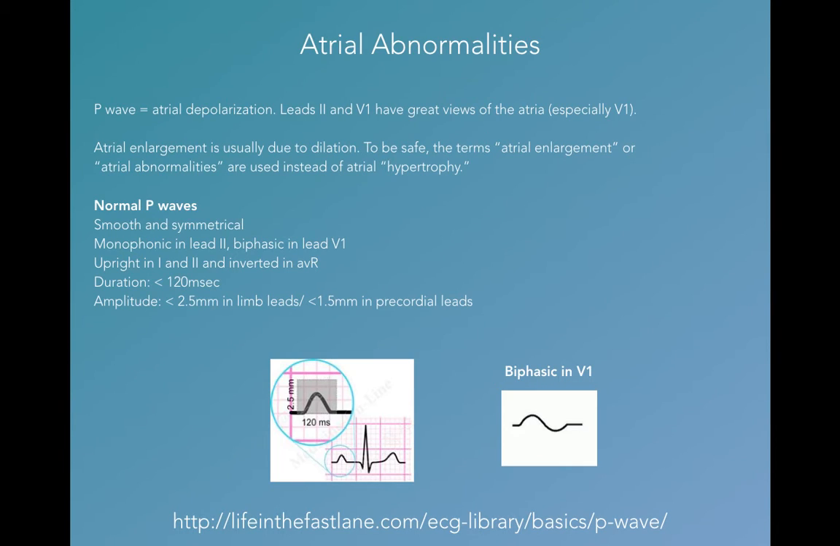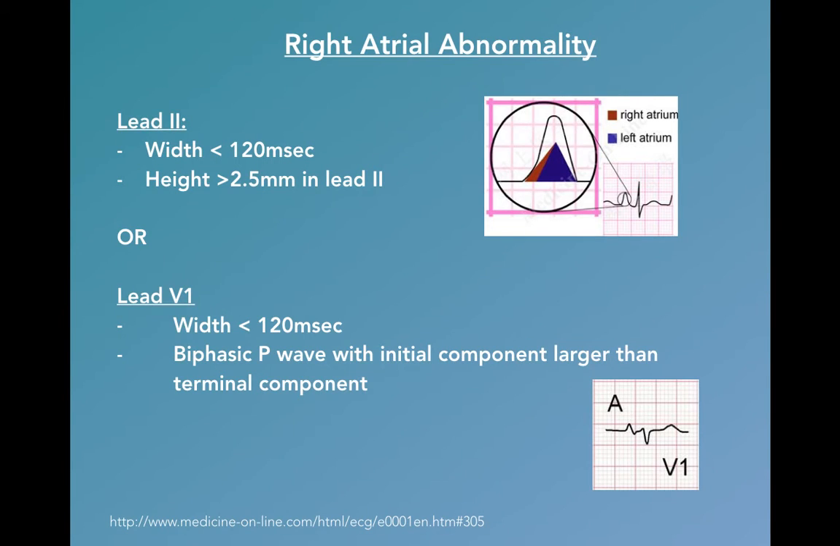They're going to be upright in 1 and 2 and inverted in AVR. If you look at the duration, it should be under 120 milliseconds, and the amplitude in the limb leads, like 1 and 2, should be less than 2.5 millimeters or less than 1.5 millimeters in the precordial leads.